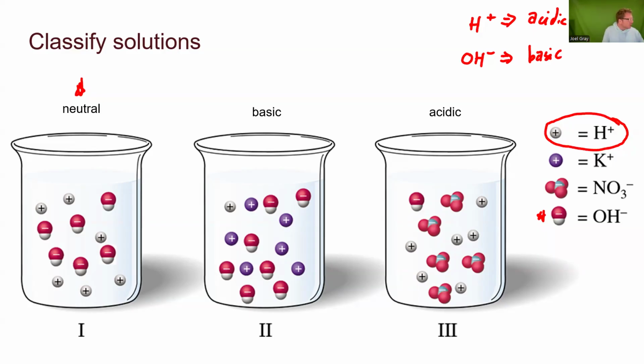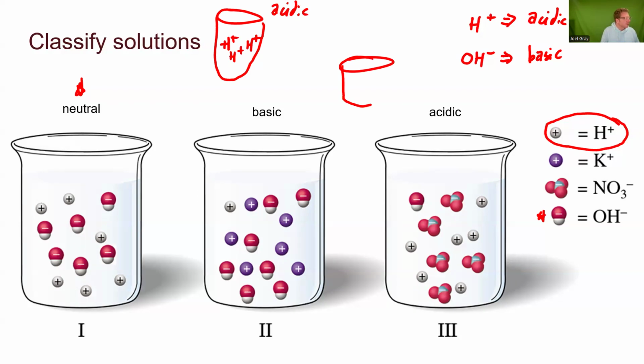So just to give you a little depiction here, H plus, H plus, H plus. That's acidic. And then here's another solution, OH minus, OH minus. That's a basic solution. Okay, so those are our extremes. We've got our acidic solution, we've got our basic solution.